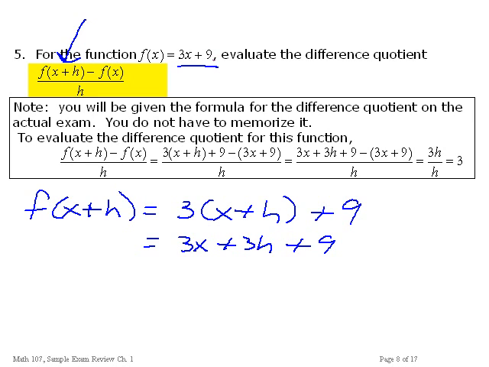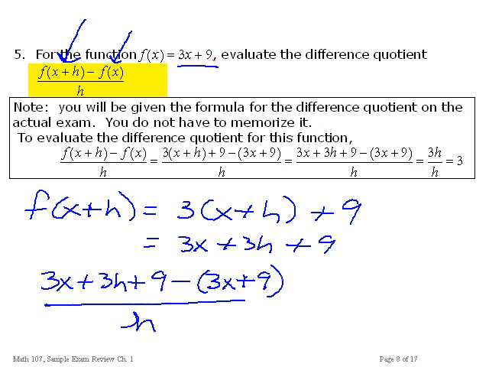Now the next step is to subtract the original function. And this leads to errors. So I'm going to go ahead and assemble it right now. I have 3x plus 3h plus 9. And I have to subtract this whole function, so it's really negative the whole thing, 3x plus 9, divided by h.